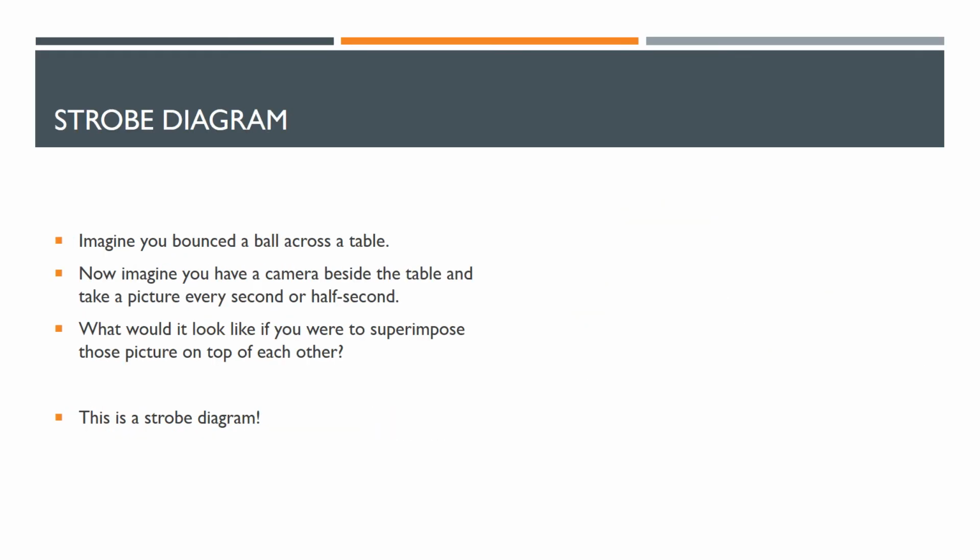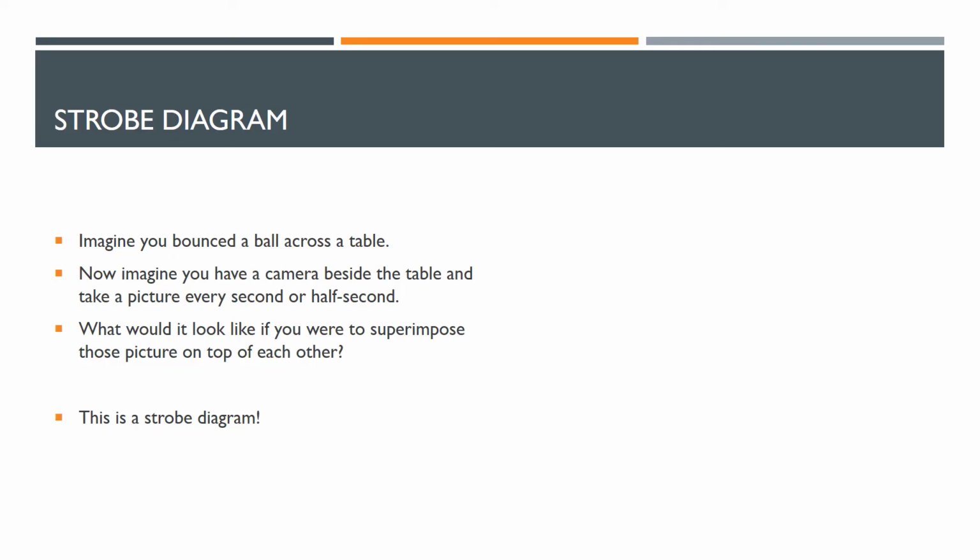In the last part of the next lab, you will talk about a strobe diagram or a strobe picture. And what is a strobe picture? A strobe picture is taken with a strobe light, and because the strobe light flashes at consistent time intervals, you're able to see how an object moves.